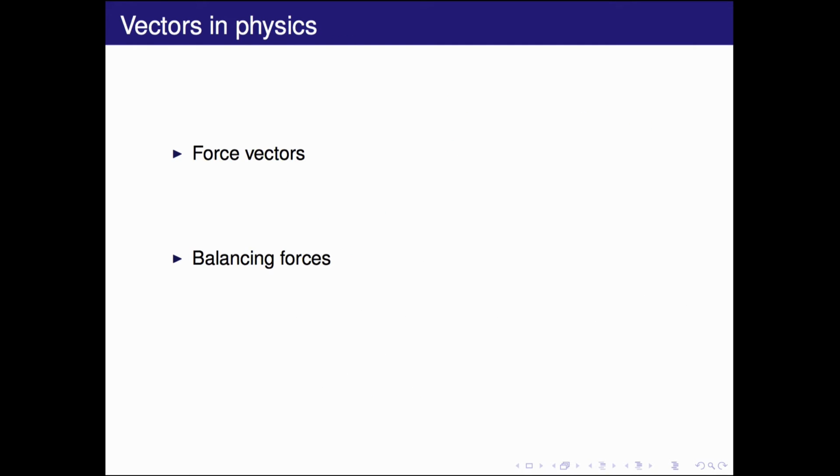Moving on to vectors in physics, the most common situation in which we see vectors in physics is forces that are acting on an object. Or if we've divided everything by the mass, we could just say the acceleration that would be caused by each of the forces. So this type of situation shows up when we want to balance forces.